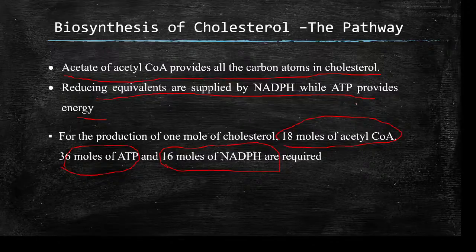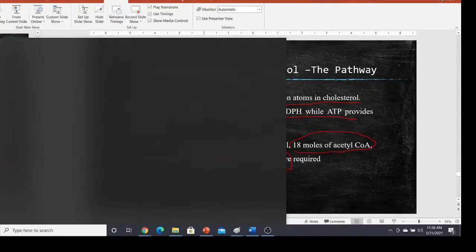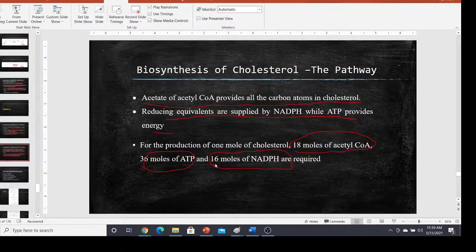cholesterol. If you calculate 36 into 18, how much will it be? Can you calculate 36 into 18? Let me do it on the calculator. Can anyone answer? 648. 648, and NADPH, that is 16 moles, correct? So around 16 into 3, it is around 48. 648 plus 48 is around 734, nearly 730 to 735 ATP molecules are required, correct? Energy equivalent to 735 ATPs is required to synthesize 1 molecule of cholesterol.